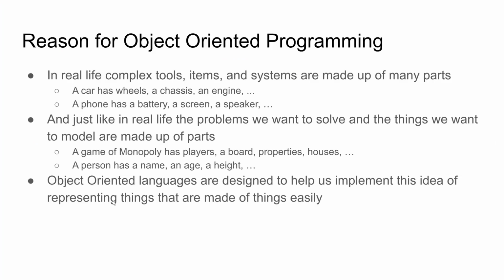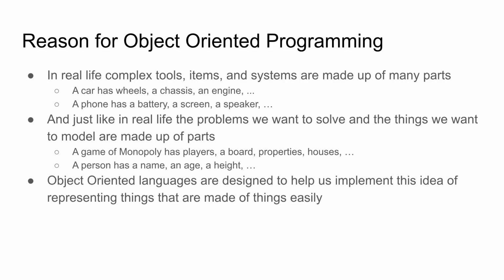So classes. First, some motivation. In real life, complex tools, items, and systems are made up of many parts. For example, a car has wheels, a chassis, an engine, a body, an oil filter. It has oil, it has gasoline, it has transmission fluid, it has the gear change. There are a lot of individual parts. And if you had to think about how all the parts of the car came together to work at once, no one would be able to work with cars.